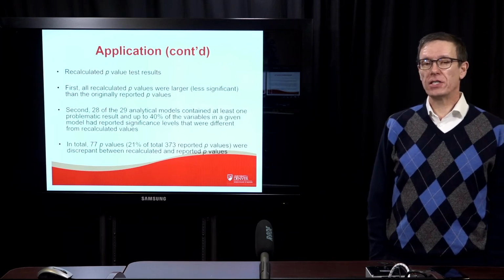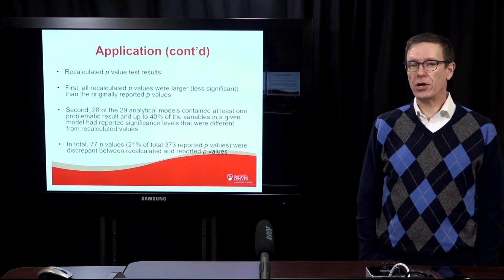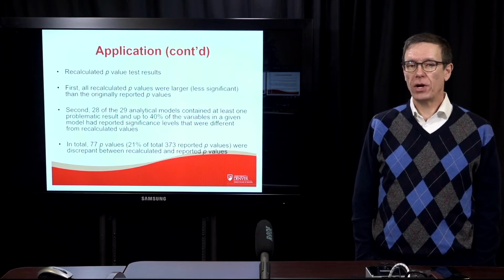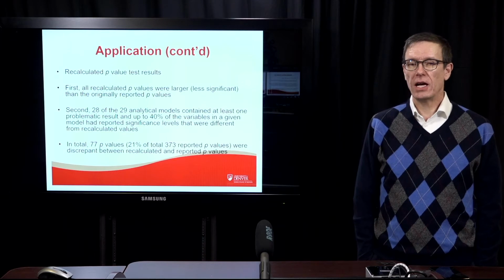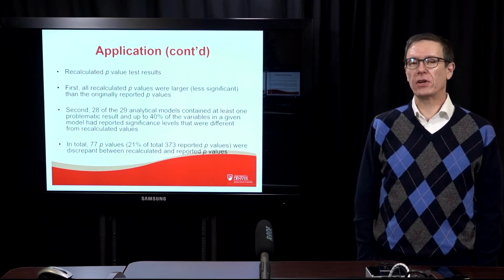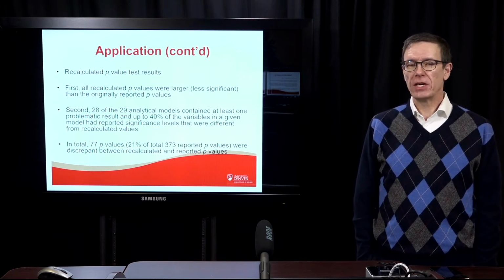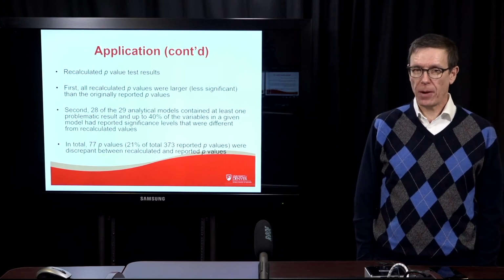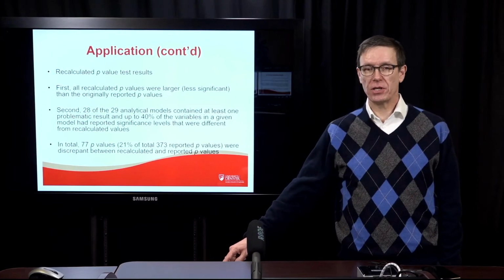When we recalculate their significance values, we found that all of them were larger, or less significant, than the original reported p-values. 28 of the 29 analytical models contained at least one problematic result, and up to 40% of the variables in a given model had reported significance levels that were different from recalculated models. In total, 77 p-values, 21%, were discrepant. So we had some big red flags with those results.